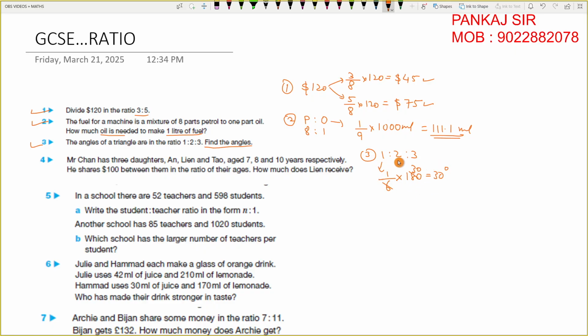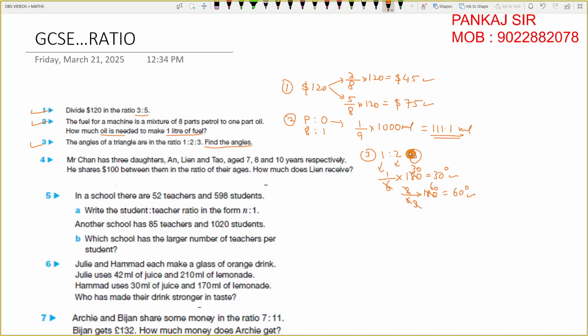In the same way, the second angle will be 2 over 6 times 180, right? The total of 3, 2 and 1 is 6, which is why I have taken 6 in the denominator. So 2 over 6 times 180. This should work out to 1 over 3, and 3 will go here, 60. So this will be 60 degrees. So the second angle is 60 degrees. First is 30 degrees, second is 60 degrees.